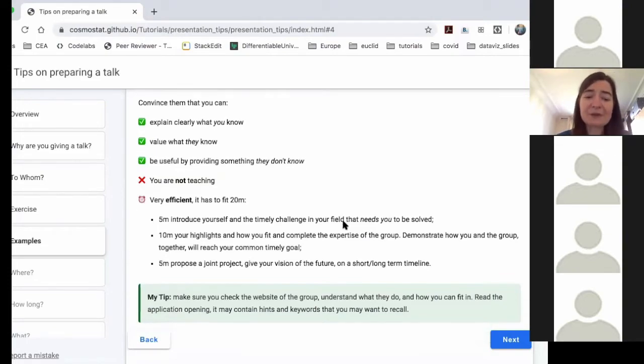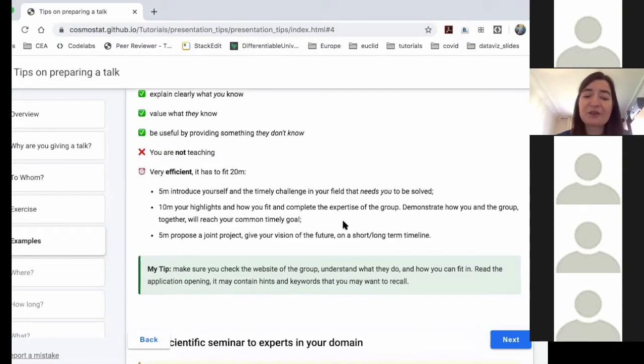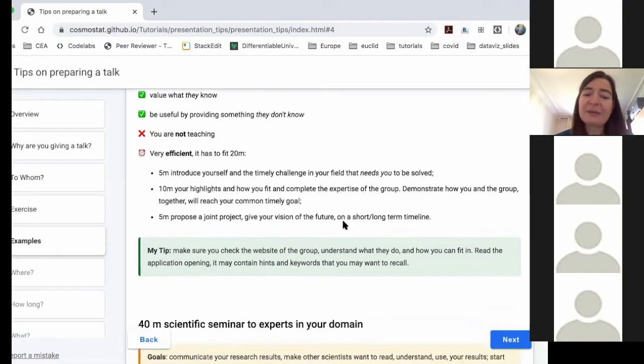So in that case also, my tip is to make sure that you check the website of the group, understand what they do in advance and how you can fit in, because that's also a very important part to stress. Sometimes already in the application opening, there may be hints and keywords that you might want to recall within your talk.